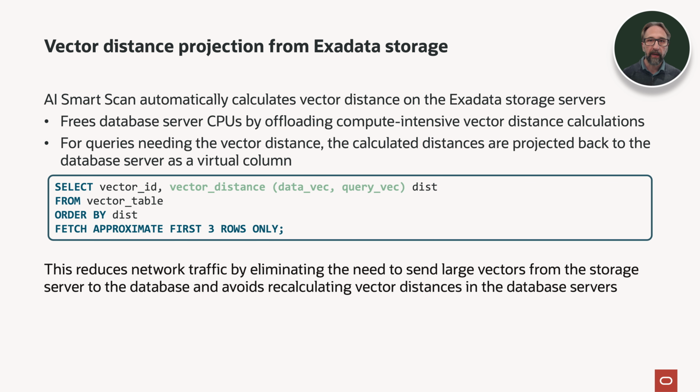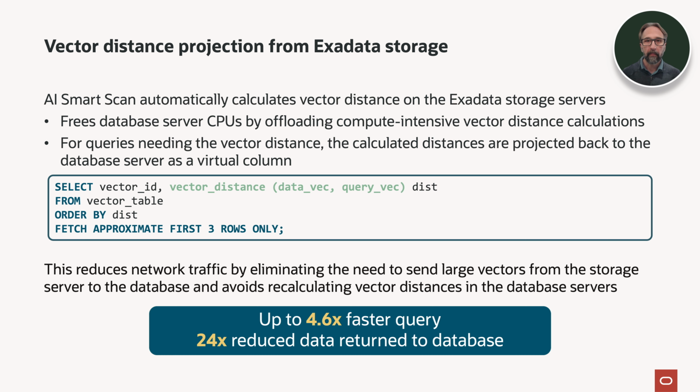This reduces network traffic by eliminating the need to send large vectors from the storage servers to the database and avoids recalculating vector distances in the database server. This leads to up to 4.6 times faster queries and 24 times reduced data returned to the database.